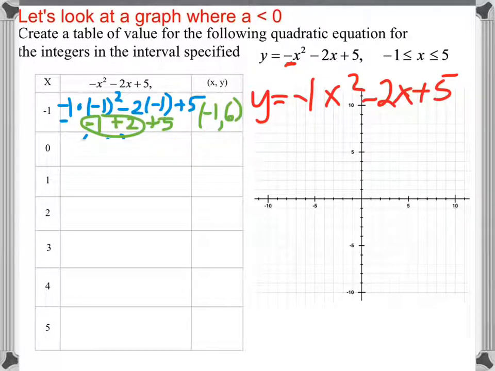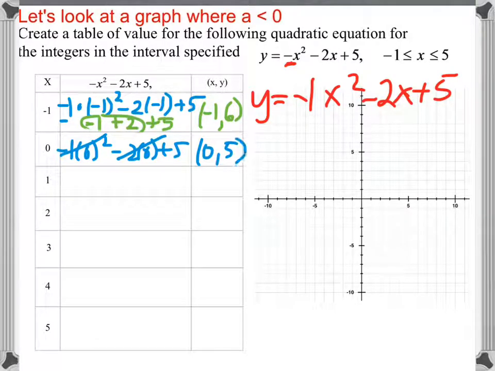Okay. All right, let's try another one here. Let's try to put in 0. So I have -1 times 0 squared minus 2 times 0 plus 5. Well, these two terms knock out, so I just have 0, 5 as my point.